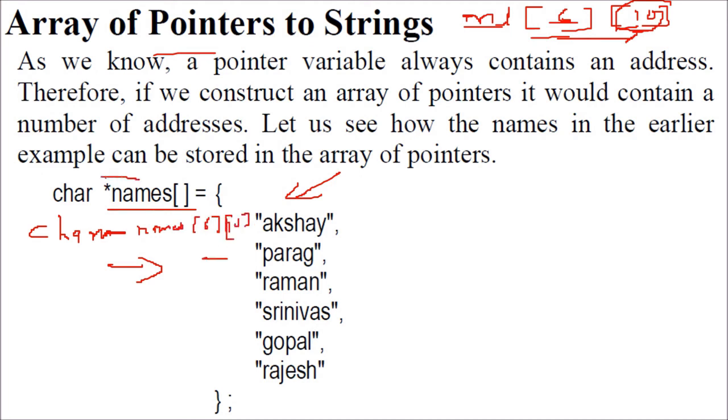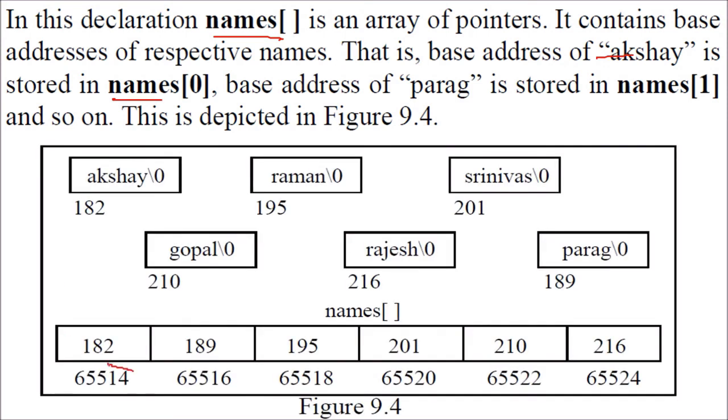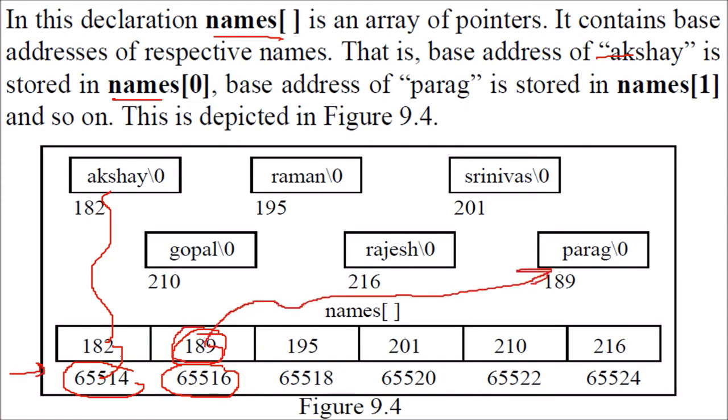But here we have initialized an array of pointers. Now these are 6 names, and name is the array of pointers, so it is containing the addresses. So name[0] is pointing to Akshay, name[1] will be pointing to Parag, and so on. This array of pointers is containing the address 182, and at address 182 Akshay is stored. Again, when we go to 65516, this is an array which is having the addresses. This 189 is pointing to Parag. I hope you got the idea. This is not containing any name. These are containing the addresses of the names.